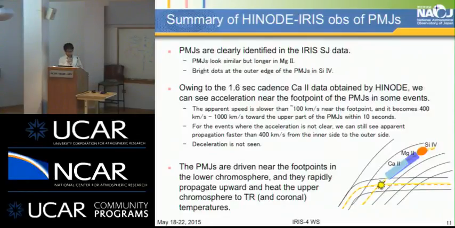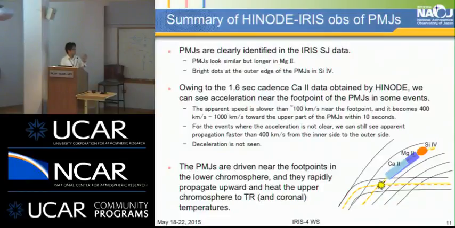And in this observation, by having the high-cadence, 1.6 second cadence calcium filtergram, we can clearly identify the acceleration of the jets. At the foot point, the velocity is slower than 100 km per second, but along the jet, the velocity is accelerated, and up to 400 to 1,000 km per second is observed in the upper chromosphere, in the upper part of the penumbral microjets. But for most of the events, we cannot see the acceleration clearly, but still we can resolve the temporal evolution of the jet, and the apparent velocity is faster than 400 km per second.